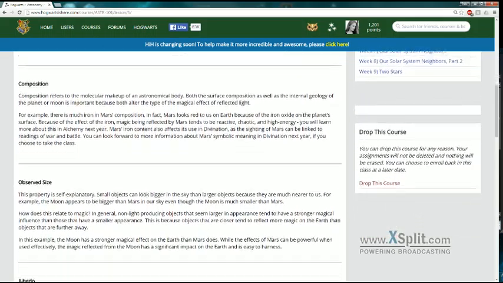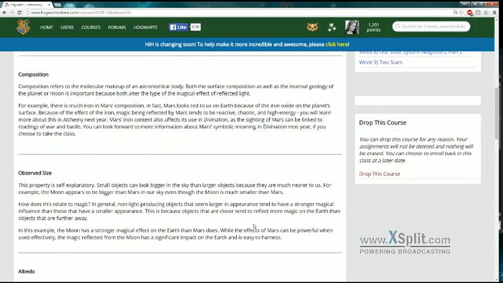Composition. Composition refers to the molecular makeup of an astronomical body. Both the surface composition as well as the internal geology of the planet or moon is important because both alter the type of the magical effect of reflected light.